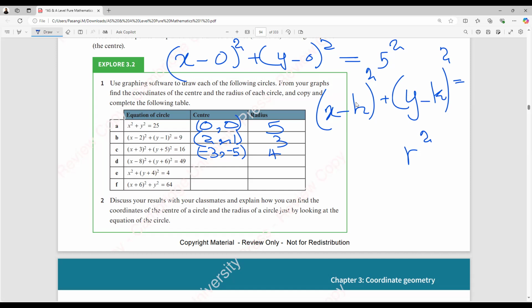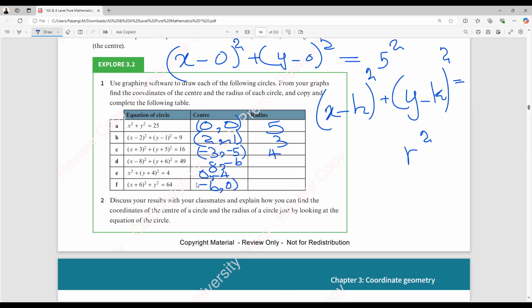Okay, that's how it is. Then what do we have? For all these ones, we can have these values. So here we have 8, minus 6. And then here we have 0, minus 4. And here we have minus 6, 0.